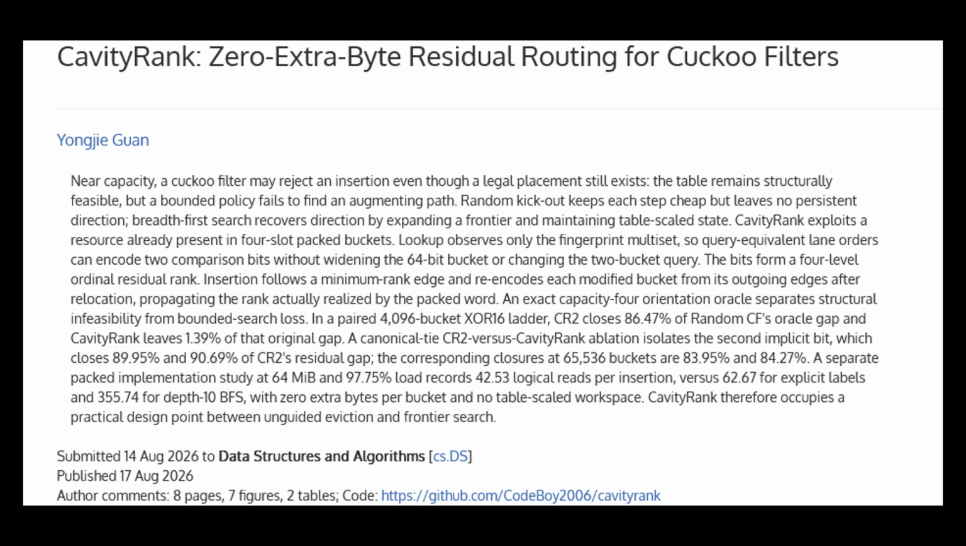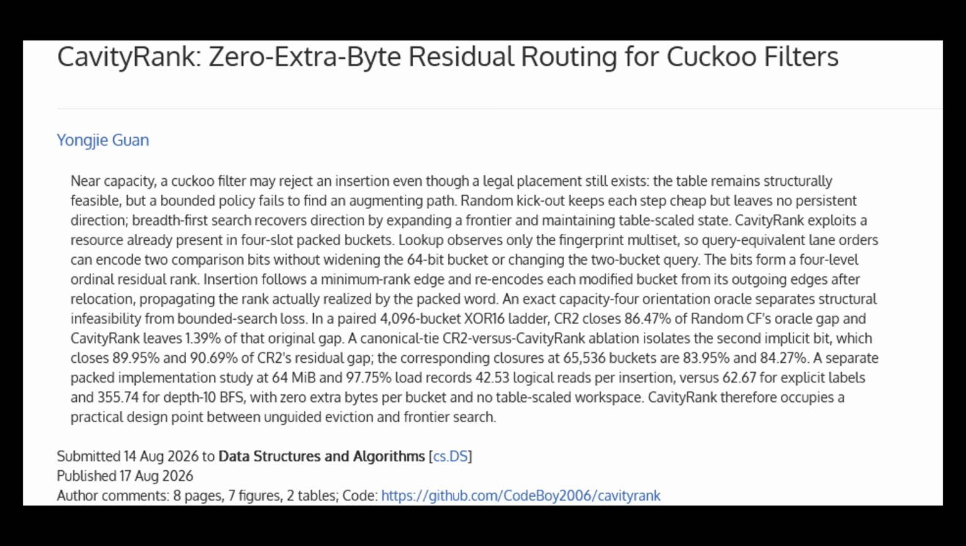Performance in practice. The paper presents detailed measurements of CavityRank's performance in a real implementation. At a high load of 97.75%, CavityRank uses about 42.5 logical reads per insertion. By contrast, using explicit labels to guide insertion requires about 62.7 reads, and a depth-limited breadth-first search needs roughly 356 reads. CavityRank thus reduces memory traffic by 32% compared to labels and 88% compared to BFS.